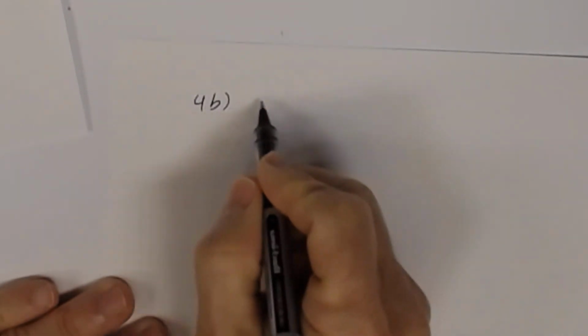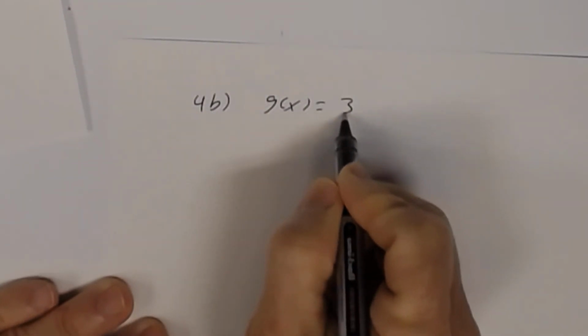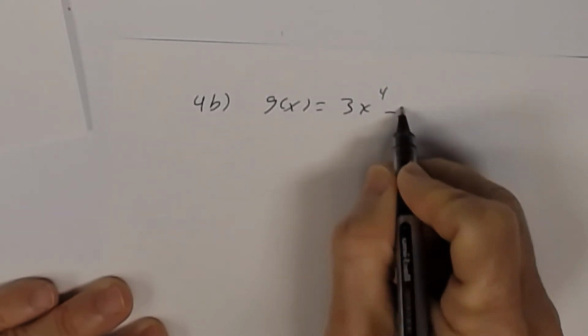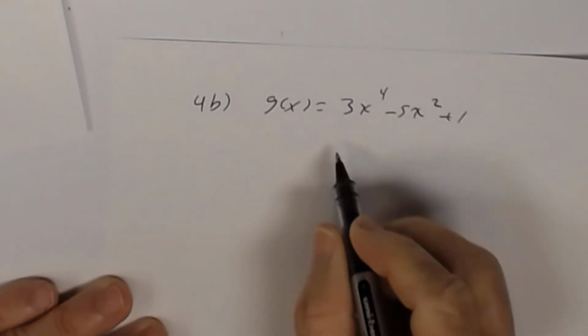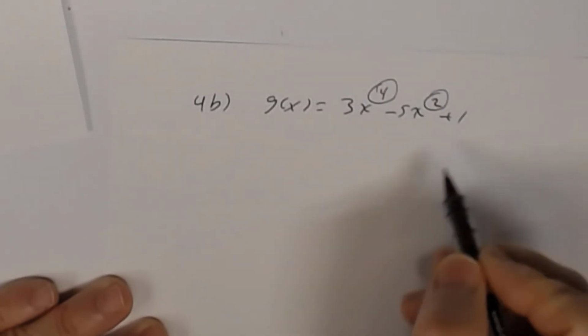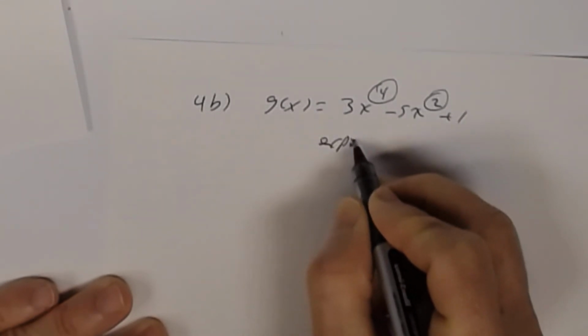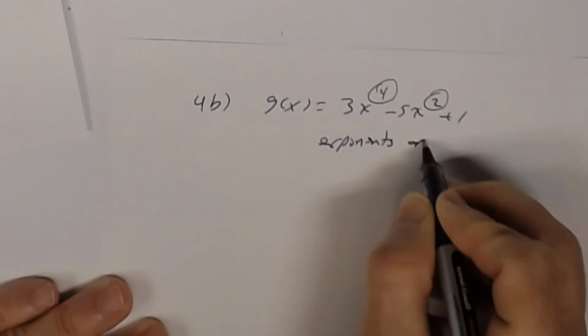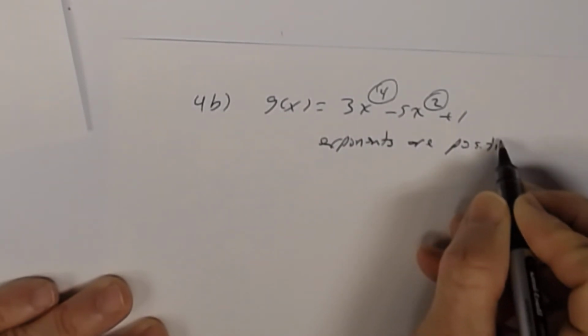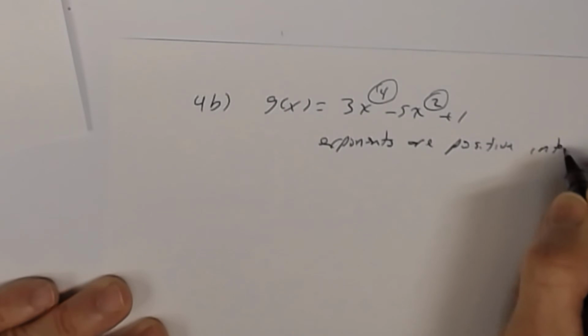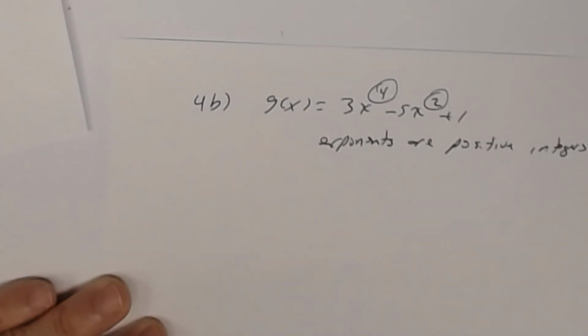So number 4b, you had g of x equals 3x to the fourth minus 5x squared plus 1. So that's a polynomial function. The exponents are all positive. When I say positive, I mean positive integers, okay? All right, so that's a polynomial function.